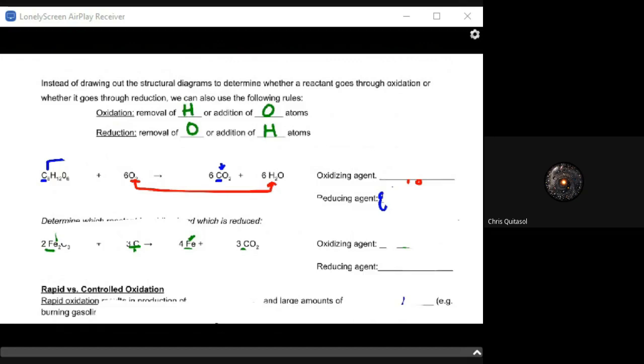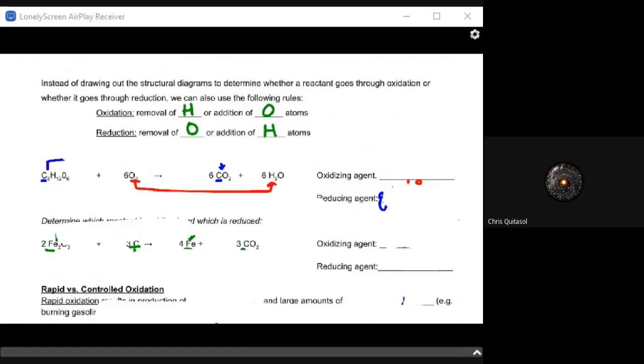So let's take a look at it in the context of this first example. We have C6H12O6. That's going to be added to our six oxygen molecules. A chemical reaction is forming. As a result of that, we have carbon dioxide and we have H2O. So we need to think about, okay, what's gaining and what's losing hydrogen and oxygen.